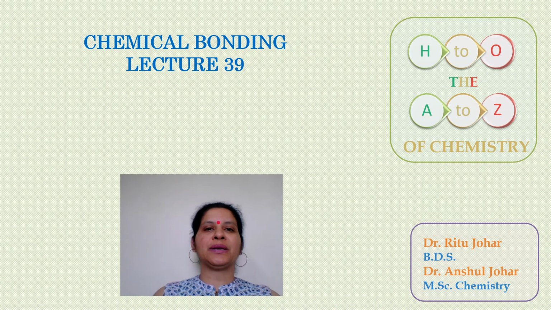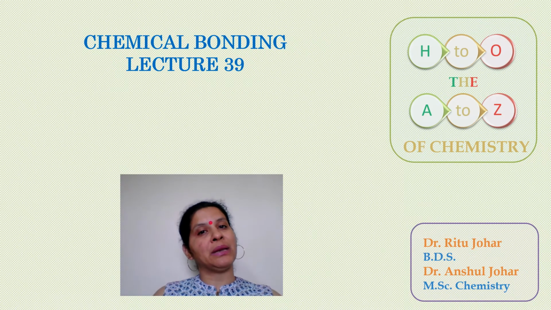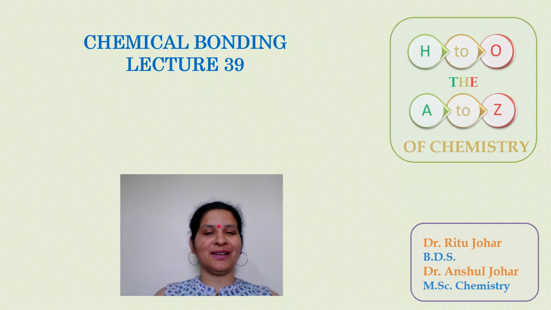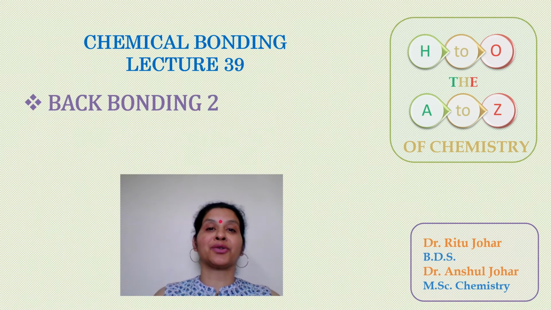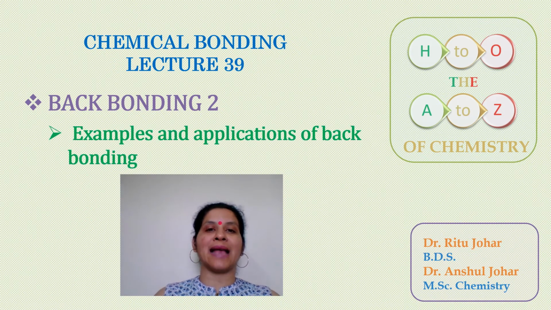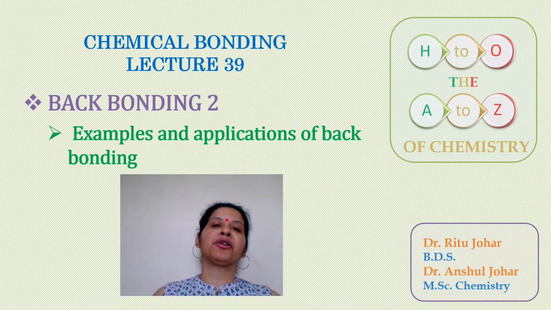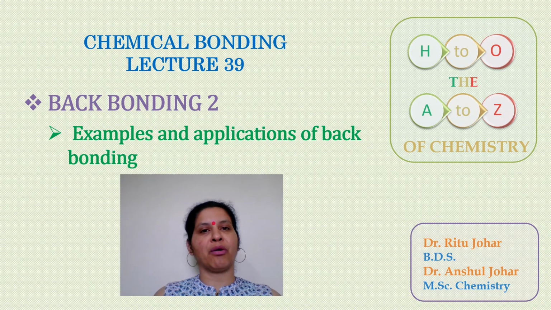In the last lecture, we started with a discussion on back bonding with the help of one example, and the example was the BF3 molecule. But is it only the BF3 molecule that shows back bonding? No, not at all. There are so many examples in chemistry where there is back bonding. So today we are going to begin with back bonding part 2, and there's going to be a back bonding part 3 also, because we have so many examples of back bonding, and there are so many applications of back bonding as well.